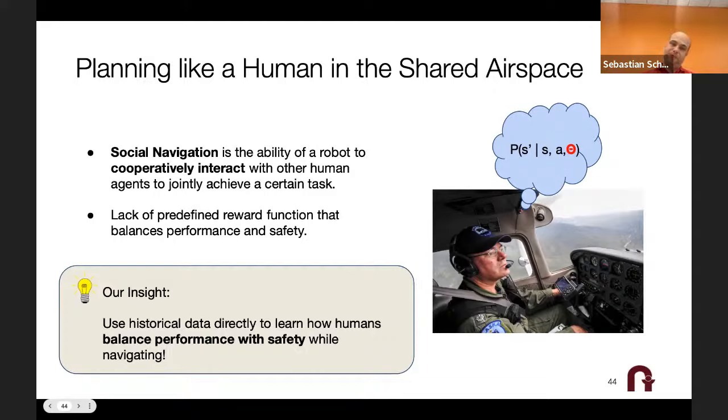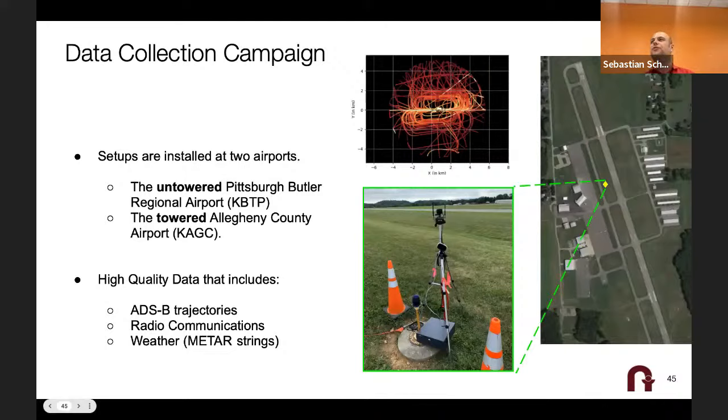One of the challenges here is that we don't have a reward function. And I think you're starting to see a bit of a theme in this work: in a lot of our problems, it's hard for us to define what reward really means and what the cost is. So the way we solve that problem is to use historical data to learn how humans balance performance with safety while navigating. We have done a lot of data collection at 2 different airports, an untowered and a towered airport, and we also have some online streams. We have data that includes ADS-B, radio, and the weather, and we can use that to make these decisions.